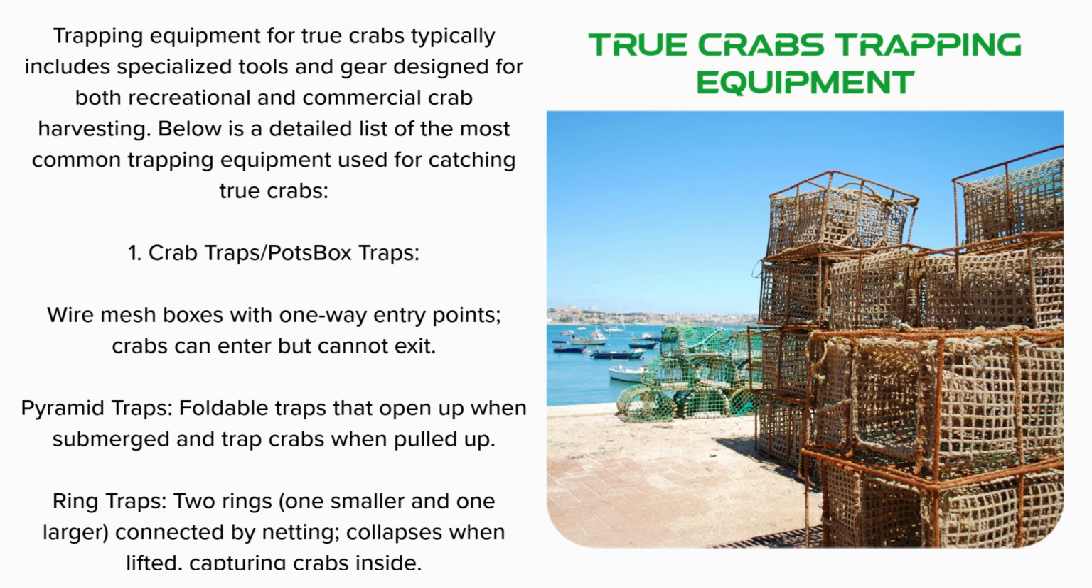Pyramid traps: foldable traps that open up when submerged and trap crabs when pulled up. Ring traps: two rings, one smaller and one larger, connected by netting. Collapses when lifted, capturing crabs inside.